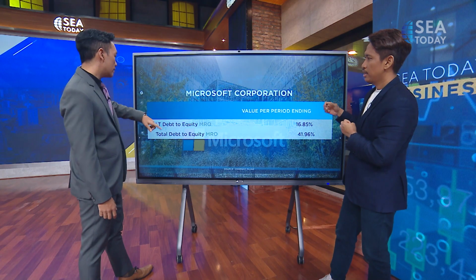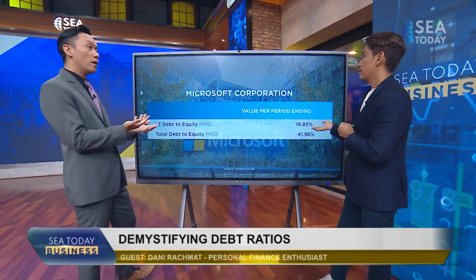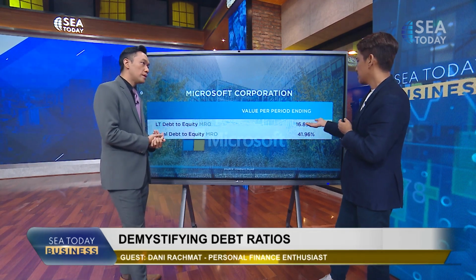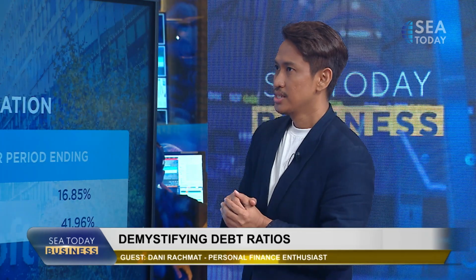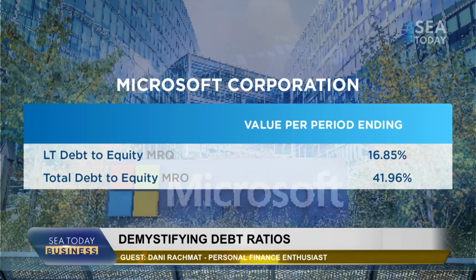All right, so let's take a look at the long-term debt to equity right here. So 16.85, wow, way lower than that. Very, very small. Only 0.16 times of its equity. So if the debtors call the debt and ask Microsoft to pay, they can easily pay off the loan.